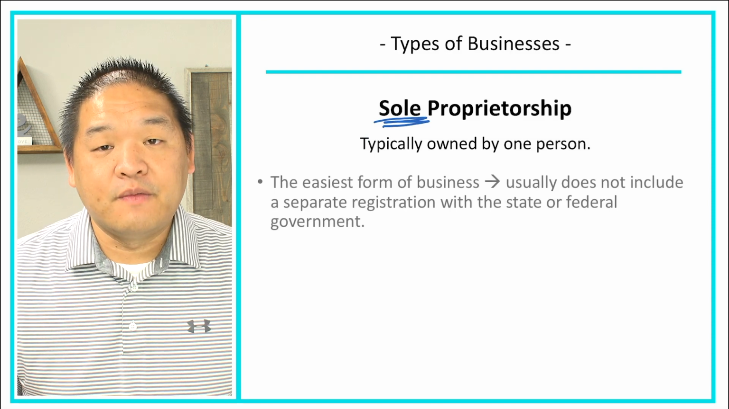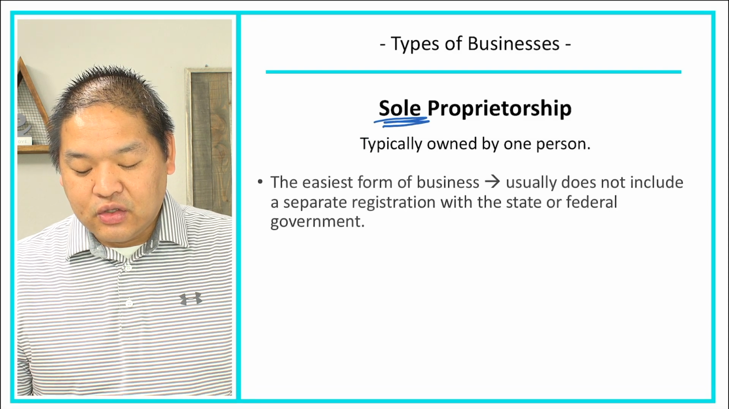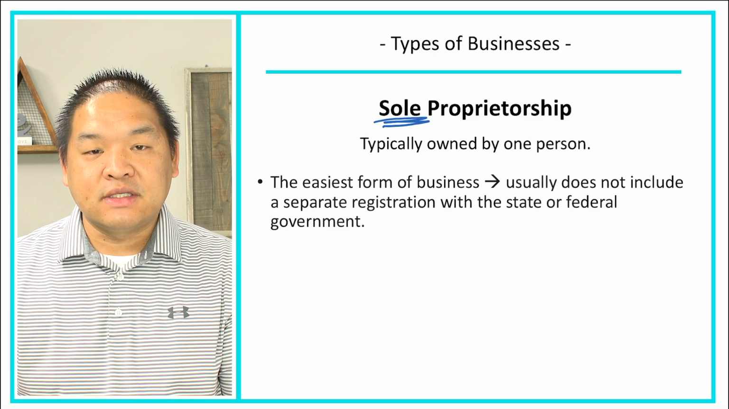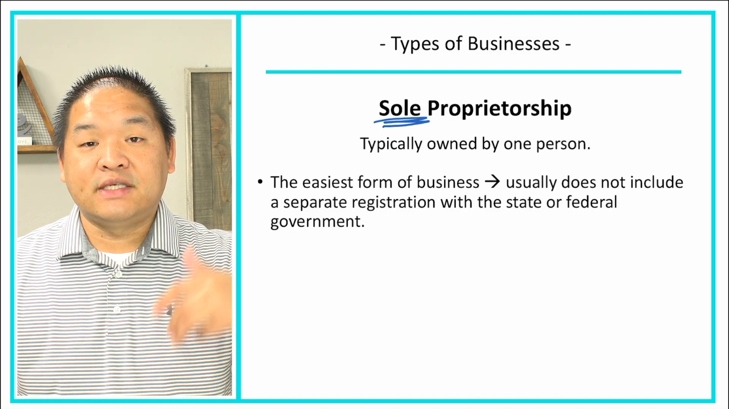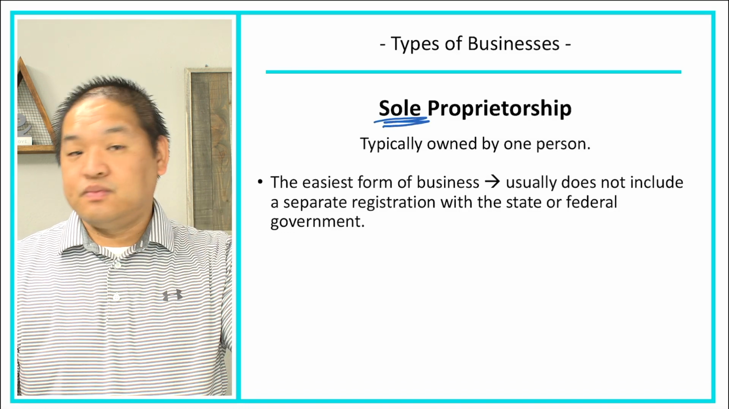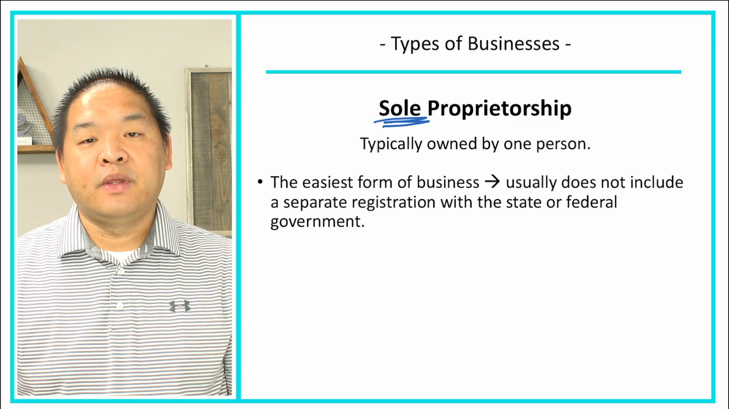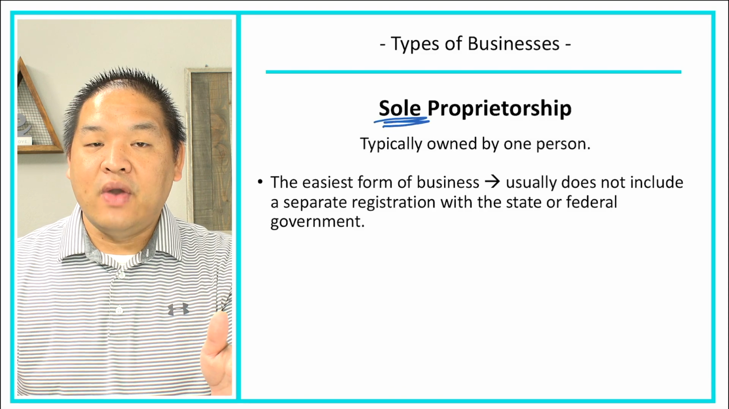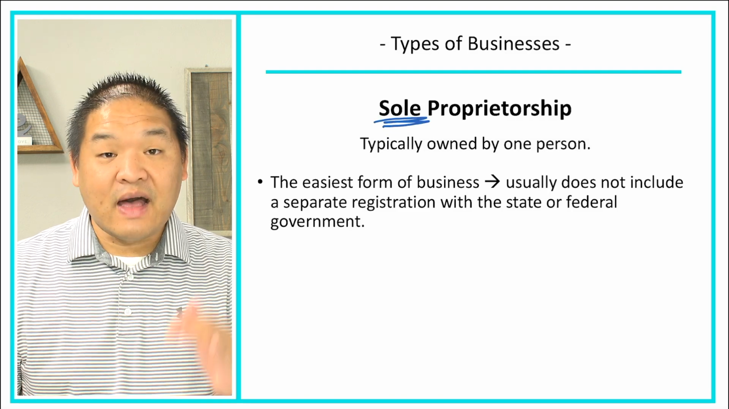This is the easiest form of business that you can kind of open up. Usually it does not include a separate registration with the state or federal government, other than maybe a business license to do business in a city or a county. Typically, if you say today, I'm going to start a business, you started a business. You don't need to tell the state anything. You don't need to tell the federal government. Of course, you still need to pay taxes. But besides that, you don't need to do any registration paperwork from a state or federal level.